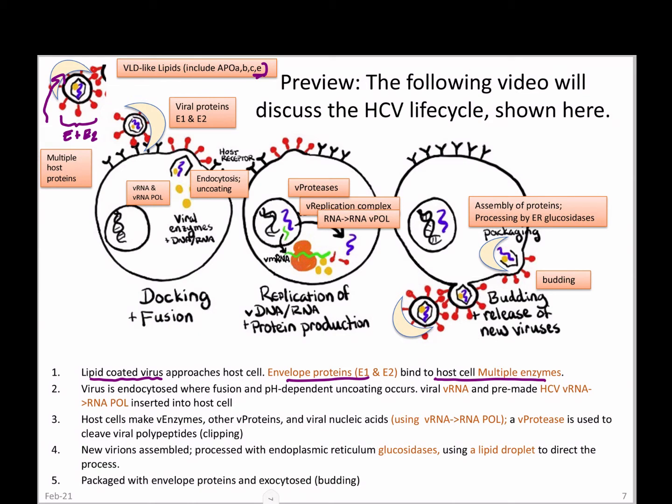So after it's bound, the virus is going to be endocytosed, and it's going to have pH-dependent fusion with a vesicular membrane and uncoating, where the viral RNA is inserted into the host cell. In the case of HCV, actually, it is not also coming with the RNA Pol. That's going to be made later.